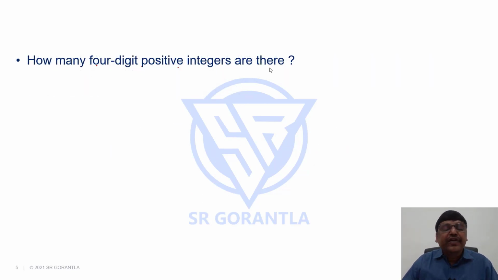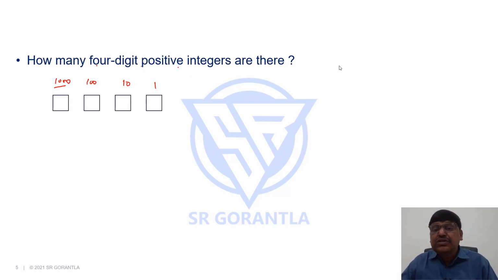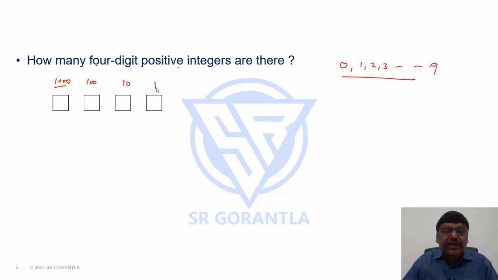How many 4-digit positive integers are there? If you look at 4-digit numbers, there is the ones place, tens place, hundreds place, and thousands place. And to write the numbers here, we use the digits from 0 to 9. To fill the units place, I can use any of 0 to 9, 10 digits. For the tens place, again I can fill anything from 0 to 9, I have 10 options. For the hundreds place also, anything from 0 to 9, 10 options.